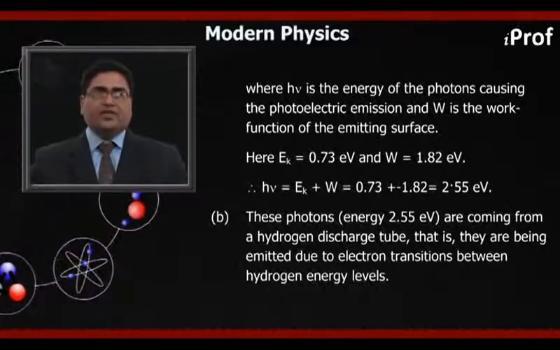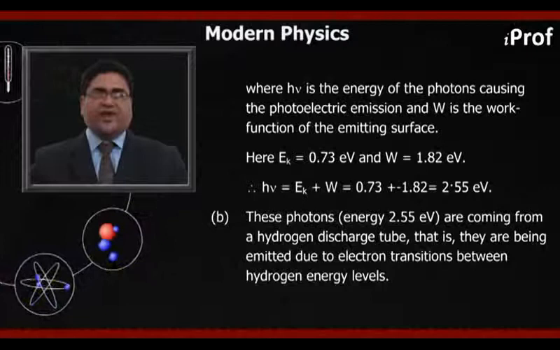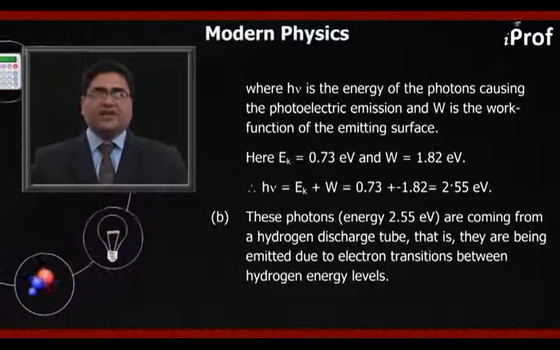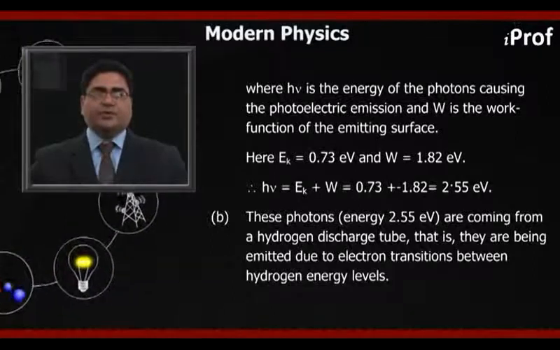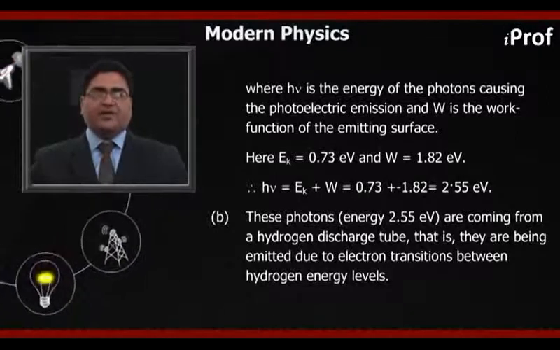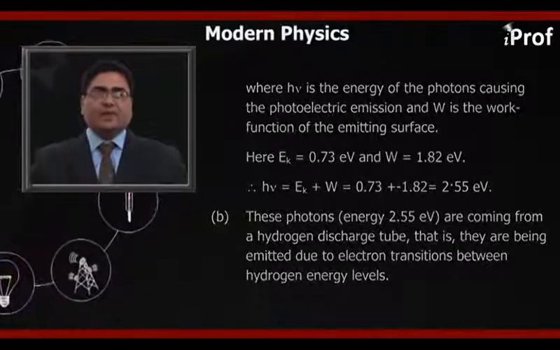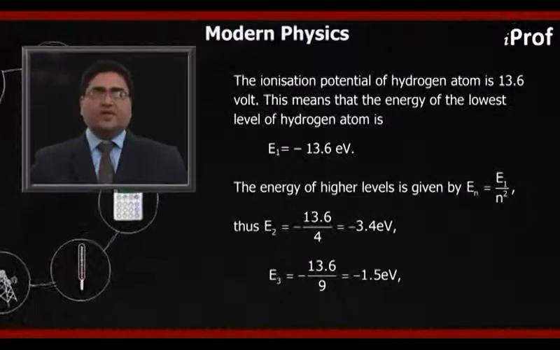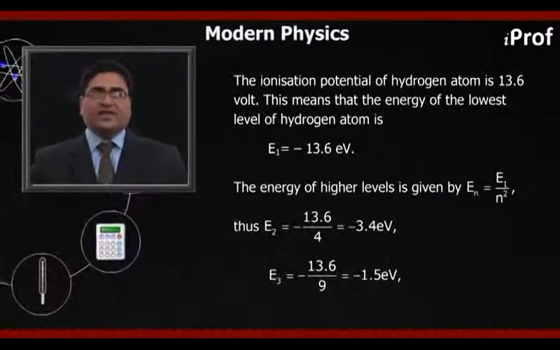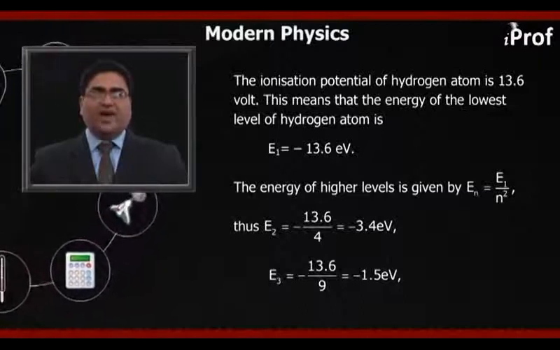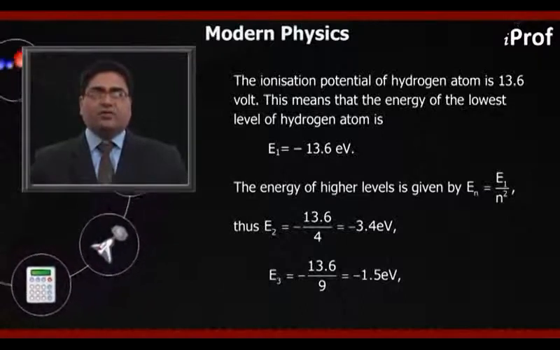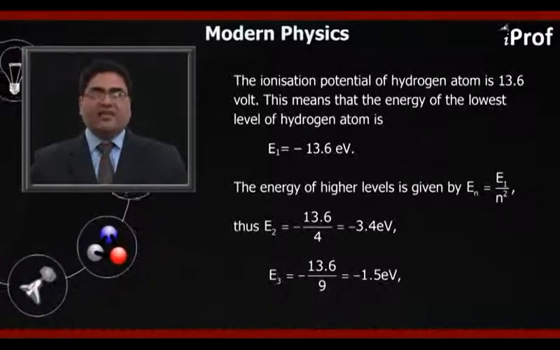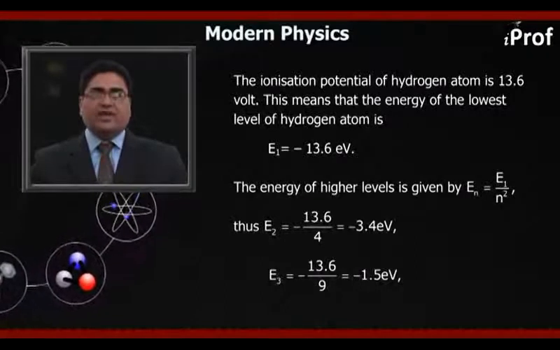B, these photons of energy 2.55 electron volt are coming from a hydrogen discharge tube, that is, they are being emitted due to emission transition between hydrogen energy levels. The ionization potential of hydrogen atom is 13.6 volt. This means that the energy of the lowest level of hydrogen atom is E1 equal to minus 13.6 electron volt. The energy of higher levels is given by En equal to E1 upon n square.